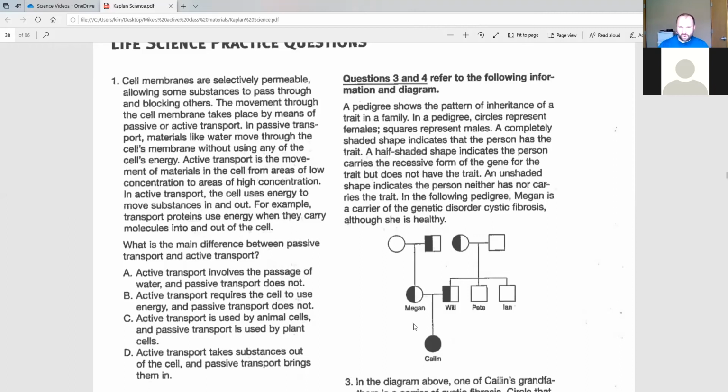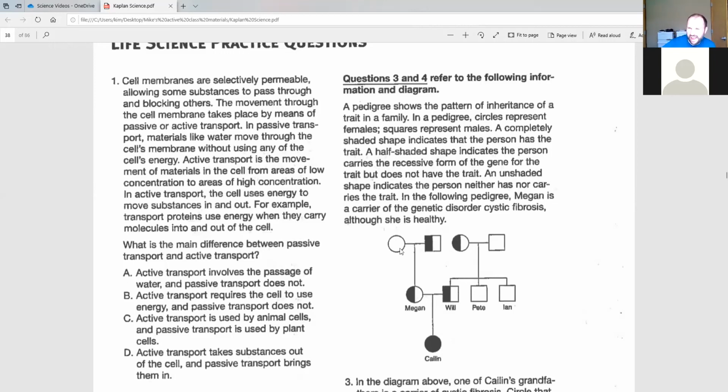Okay, so in this chart here, again, circles are females, squares are males. The way that this is set up, like a family tree, this is Megan's mom, Megan's dad. This is Megan's spouse, and Will has two brothers, Peter and Ian, and this is their parents, right? So Megan's mom, no sign of cystic fibrosis. Will's dad, no sign of it. His brothers, no sign of it. It's only these two that carry it and have passed it on.